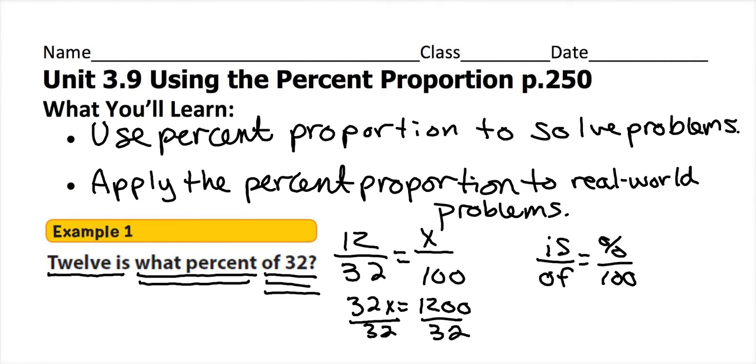And then go ahead and grab your calculator. If you haven't grabbed one yet, go ahead and pause and go grab one. And let's type that in. So it's 1200 divided by 32. And you should come up with x equals 37.5.